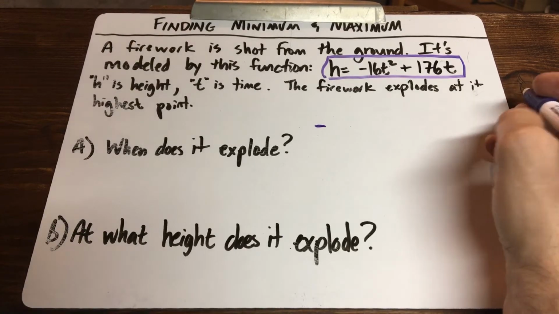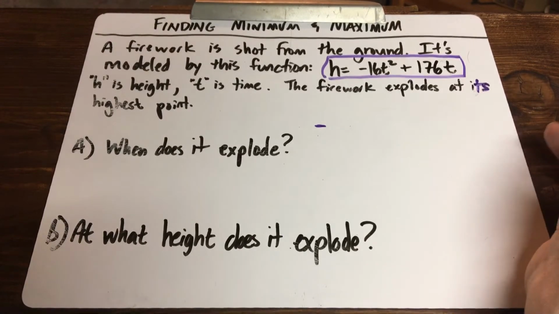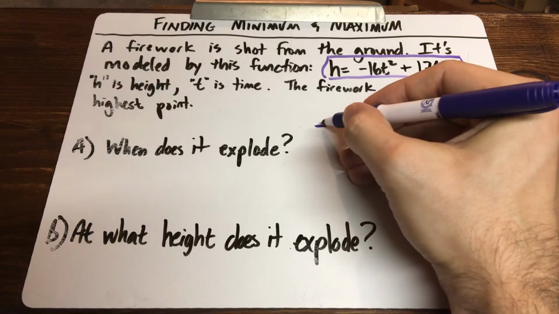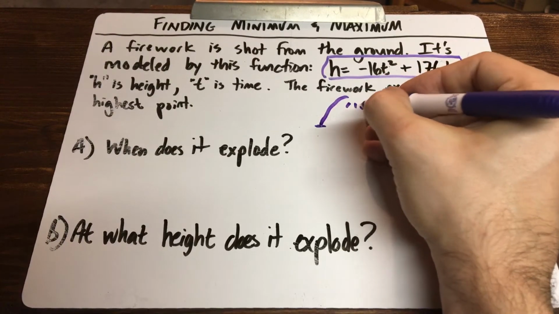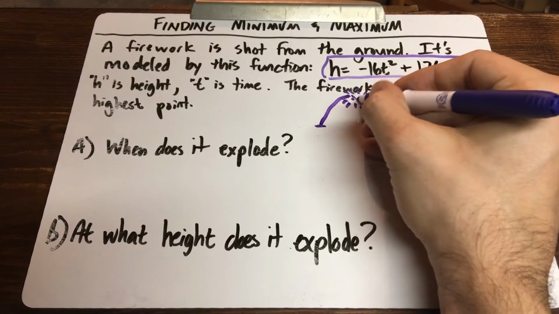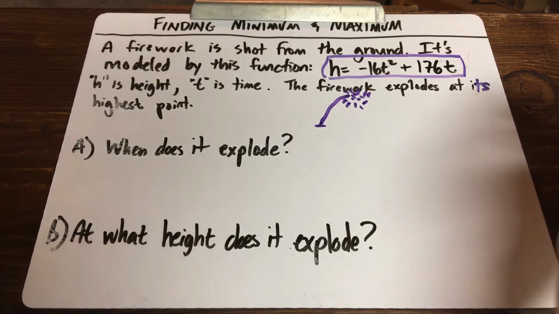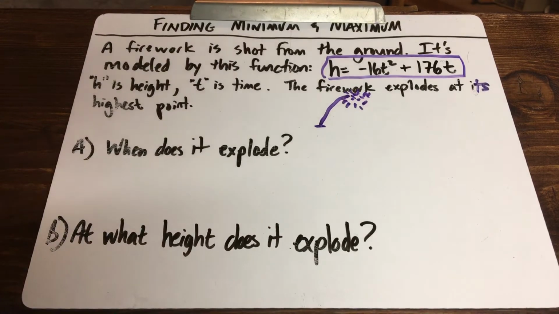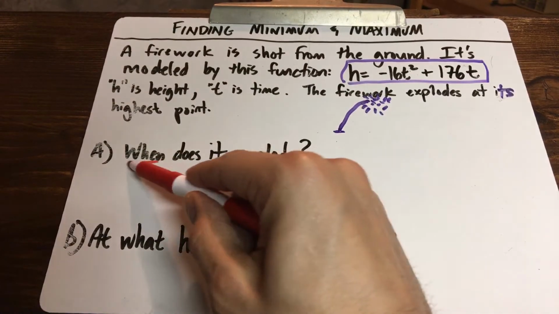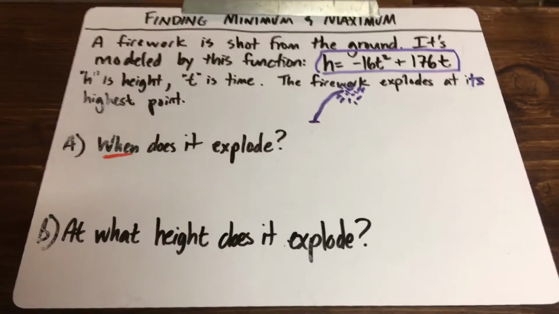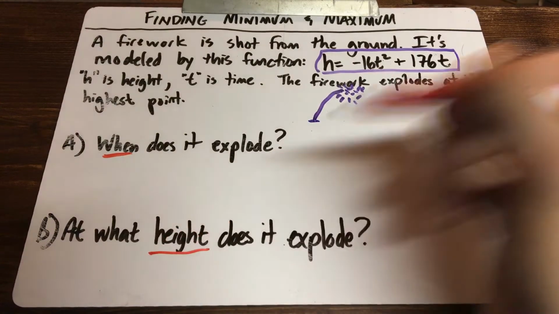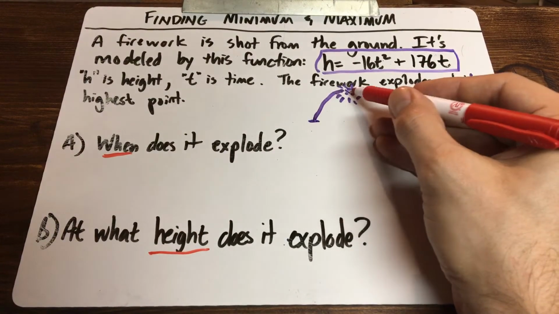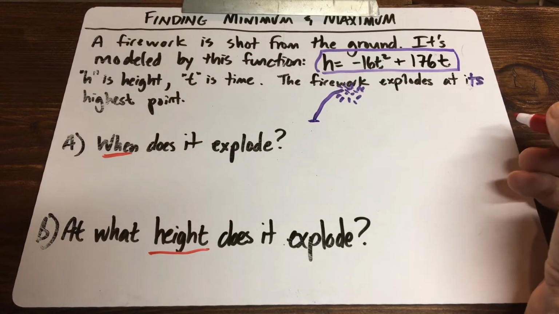The firework explodes at its, sorry, it kind of got smeared off there, at its highest point. So we're going to shoot this firework off. Boom, boom, boom, boom, boom. It's going to go up in the air and then poof, sound effects, right? It's going to explode. So what we need to know is, when does it explode? When? That's a measurement of time, isn't it? That's why this has the letter T in it. And then, at what height does it explode? How high is this firework off the ground when it explodes?